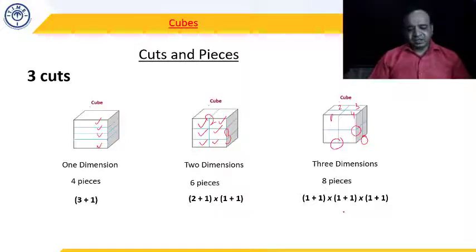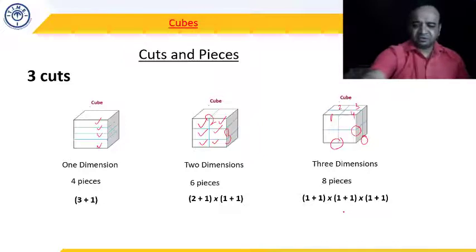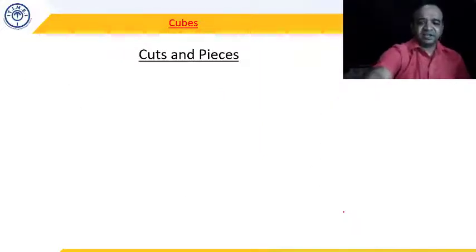Suppose the total number of cuts along the three dimensions are A, B, and C. If A cuts are applied along one dimension, the number of pieces along that dimension is A plus 1. If B cuts are applied along another dimension, then the number of pieces along that dimension is B plus 1. Similarly, C cuts give us C plus 1 pieces along the third dimension. And since the total number of pieces can be obtained by multiplying these all, that gives us A plus 1 into B plus 1 into C plus 1. That is the generalization we can make.